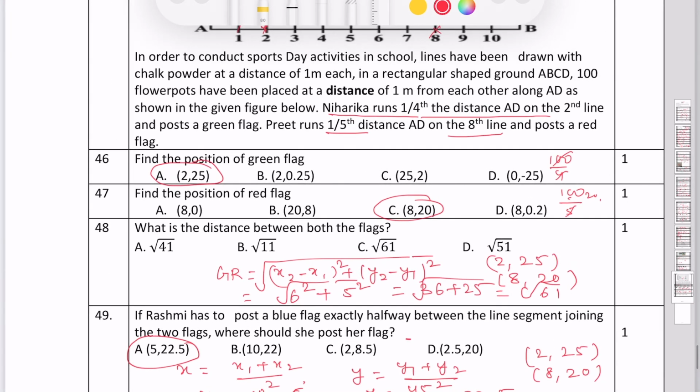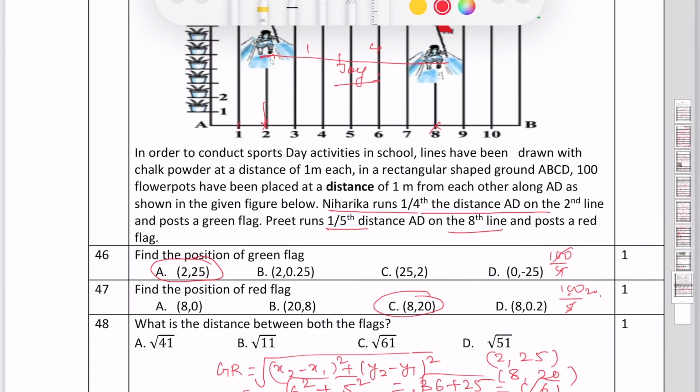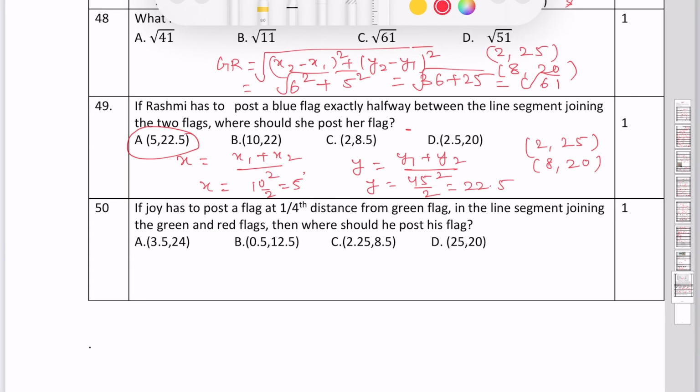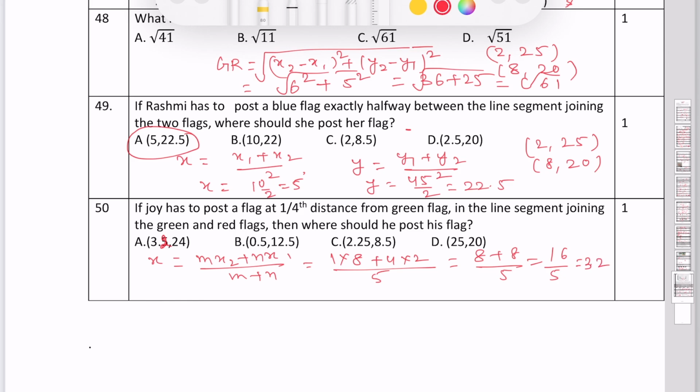Next, the last question is, Joy has to post at 1/4 distance. That means it divides in the ratio 1:4. We have m is 1, n is 4. So x will be mx2 plus nx1 by m plus n. That is 1 into 8 plus 4 into 2 by 5. It is 8 plus 8 by 5, that is 16 by 5. That is 3.2.